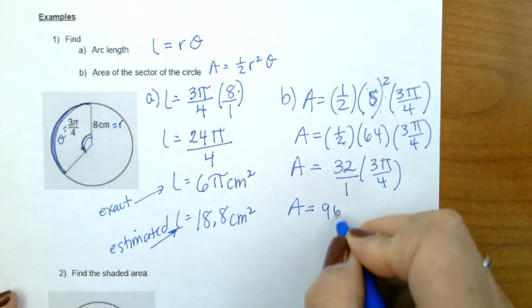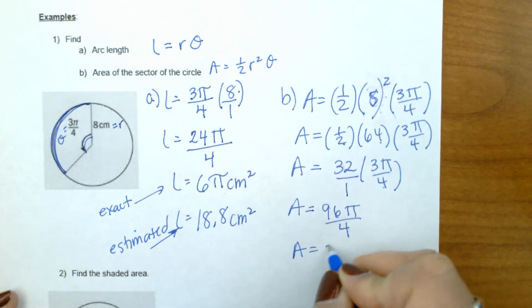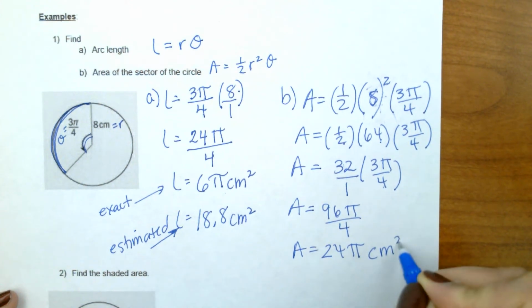I come out with 96 pi over 4. And then this can be reduced. You can divide that out and we get 24 pi. It's an area, so this is centimeters squared.